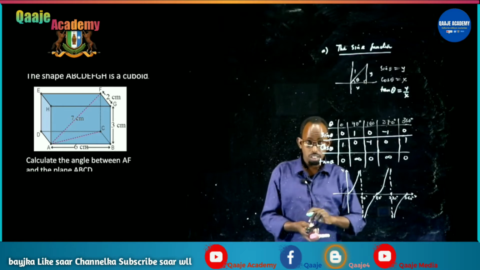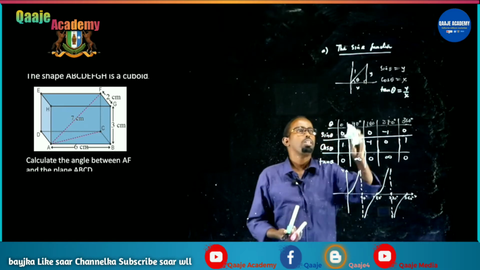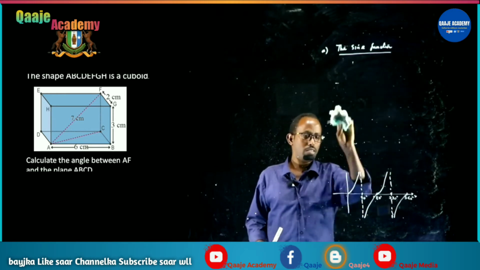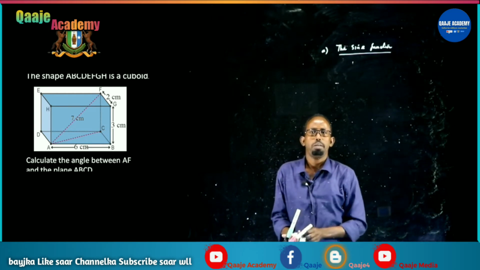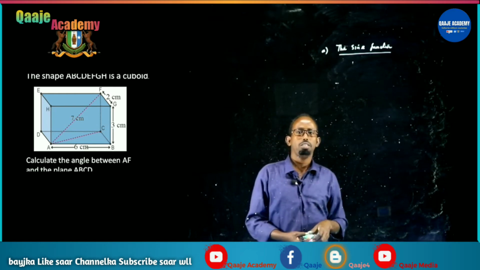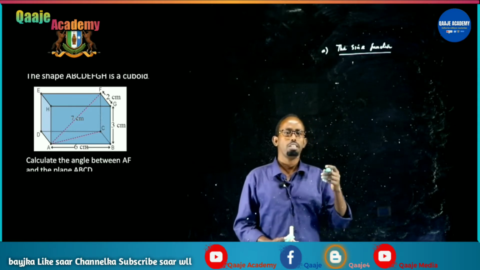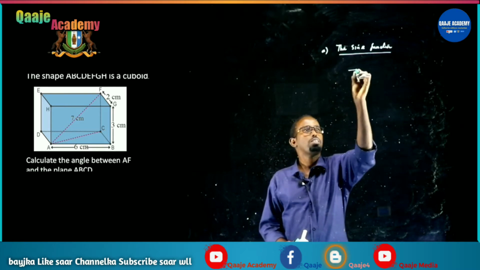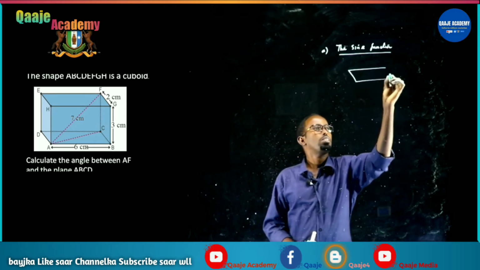The next is the angle between a line and a plane. The shape A, B, C, D, E, F, G, H is a cuboid, and you're told to calculate the angle between AF and the plane ABCD. Let me just draw the shape. The shape is like this.